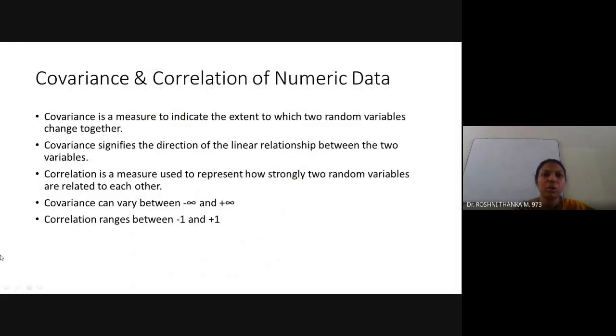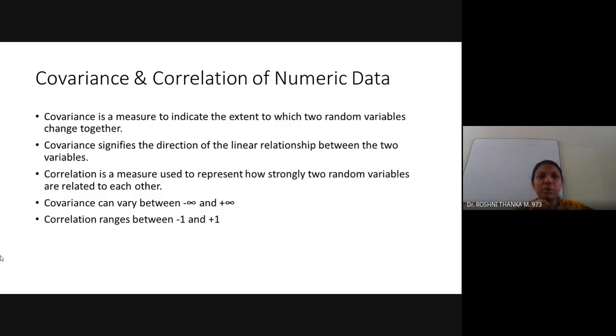So, we know what covariance means? We want to find the direction of the relationship: is it positively correlated or negatively correlated? That is denoted with the help of covariance. Covariance signifies the direction of the linear relationship between the two variables. And what is correlation? It says whether two variables are strongly related or loosely related, right? That will be denoted by correlation.